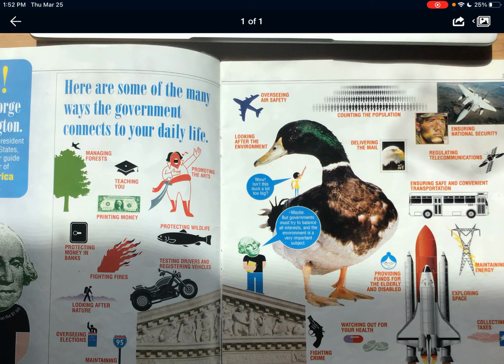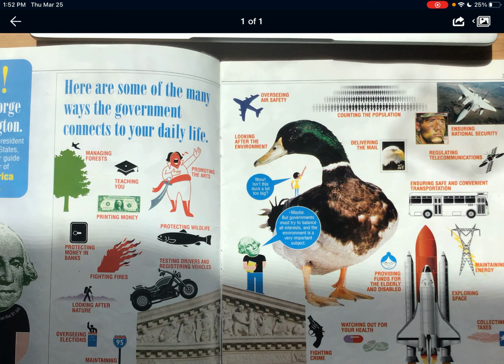Also, the people that control the airplane, called the air traffic control, that's run by the United States federal government. Okay, look after the environment, this picture of this duck. So, there's a lot of things that our taxes go to pay for. So I'd like you to write down 5 of those.